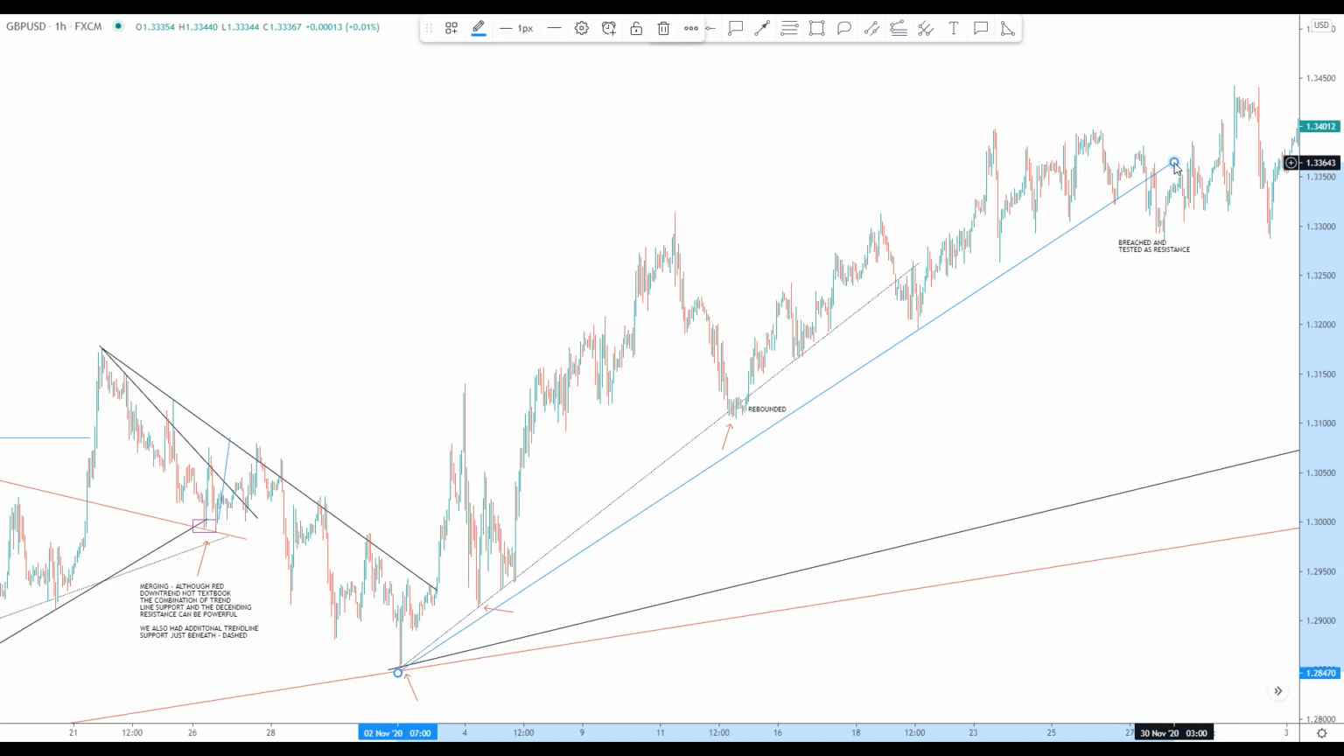We retested the level as resistance. Again, another trend line support turned resistance. And again, look, depending on how you manage your trades, this could have been a potentially nice sell zone.